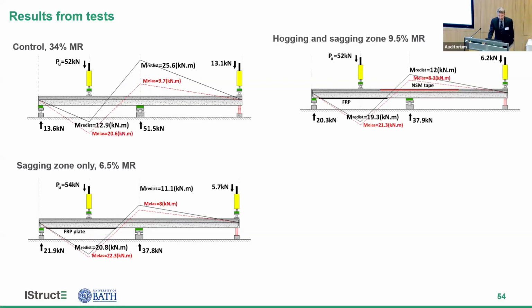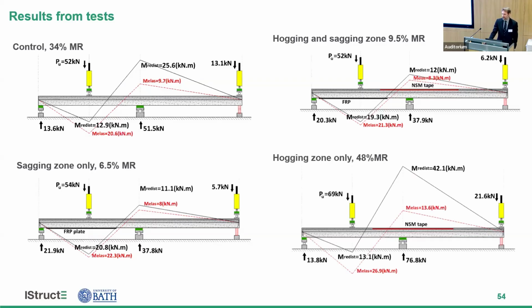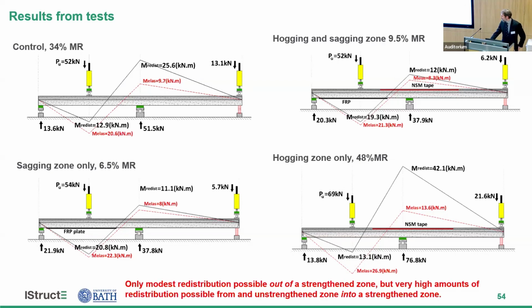If we strengthen both the hogging and the sagging zones, then again we get very little moment redistribution. But if we only strengthen the hogging region and leave the sagging region unstrengthened, then we can redistribute massive amounts of moment from the sagging region into the hogging region, even more than the original control specimen. So only modest redistribution is possible out of a strengthened zone, but we can get very high amounts of redistribution from an unstrengthened zone into a strengthened zone.